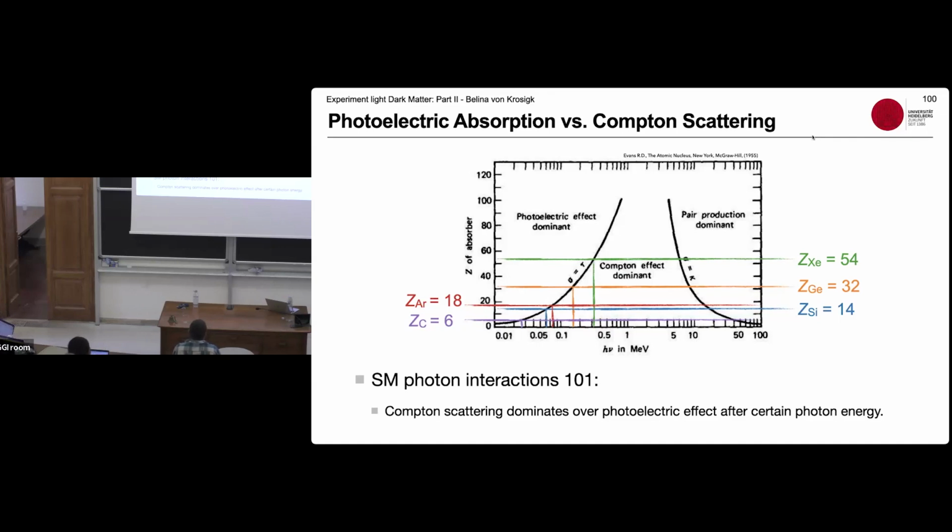Again, this is xenon, germanium, silicon, and if you look at the different masses, you really have a big difference. It depends where the domination of one effect over the other happens; this also depends on the charge of your nucleus. So basically you're seeing here for xenon, the transition happens later compared to germanium or silicon.